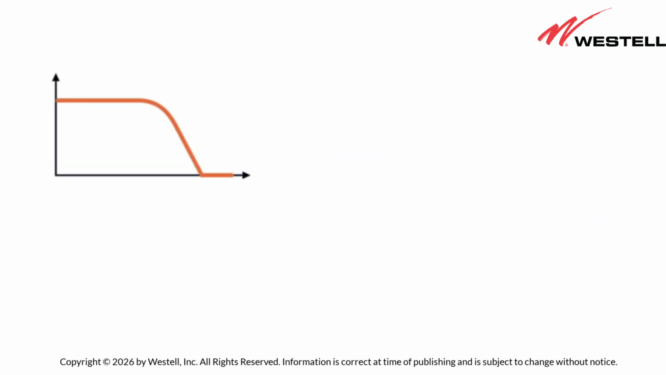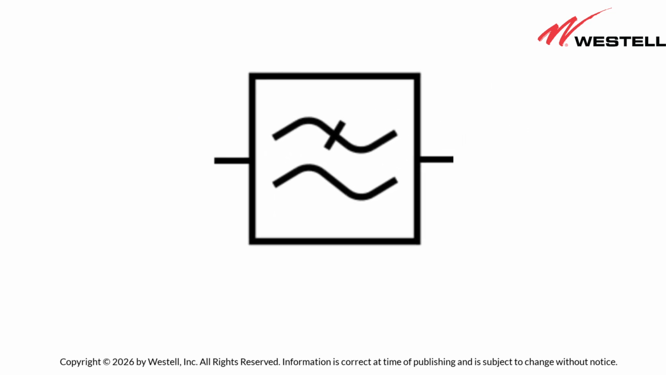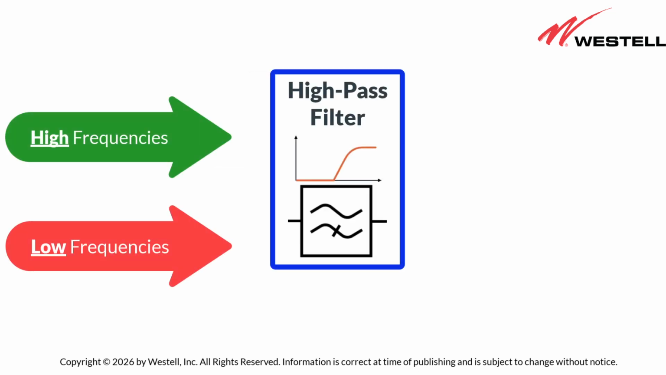It is represented by this schematic symbol, or this one. This symbol shows two waves, with the top wave representing high frequencies and the lower wave representing low frequencies. If a wave has a line through it, those frequencies are blocked. Therefore, since this symbol indicates that low frequencies are allowed to pass, while high frequencies are blocked, it represents a low-pass filter.